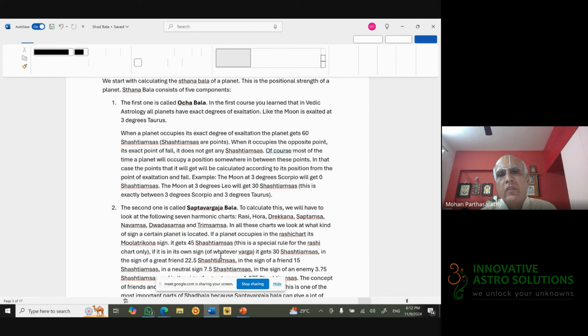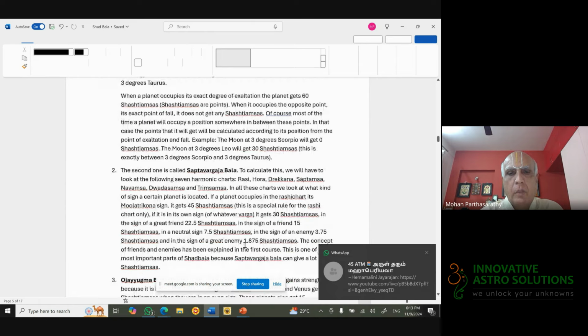For example, Moon at 3 degrees in Scorpio will get zero Shashti Amsas because it is in debilitation in Scorpio. It gets 60 Shashti Amsas when it is in Rishabha at 3 degrees, at its Uchastana. And when it is somewhere in between these two points, the Shashti Amsa varies. For example, if the Moon is in Leo, the planet will get 30 Shashti Amsas.